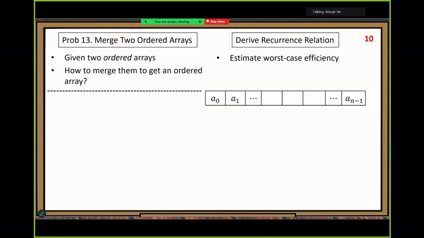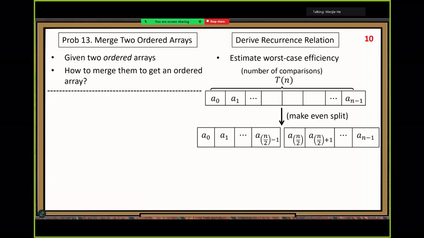Let's consider a given array, and we use this capital T function to represent the total number of comparisons to apply the merge sort on this array, T of n. Then divide and conquer. Divide and conquer makes an even split, so each one is half of the size, approximately. So we do some estimate.